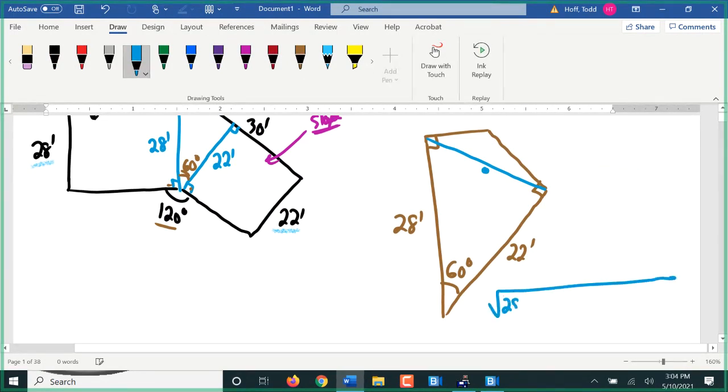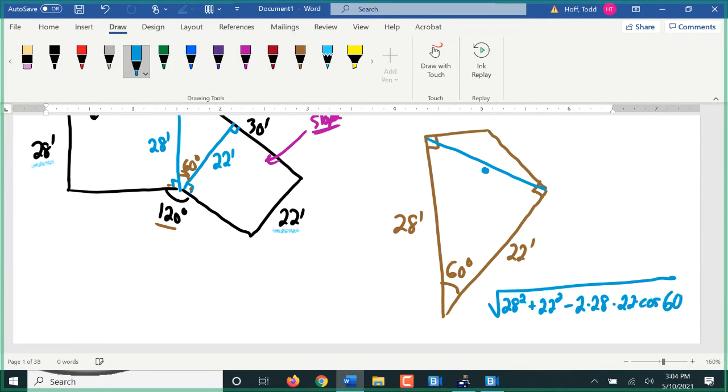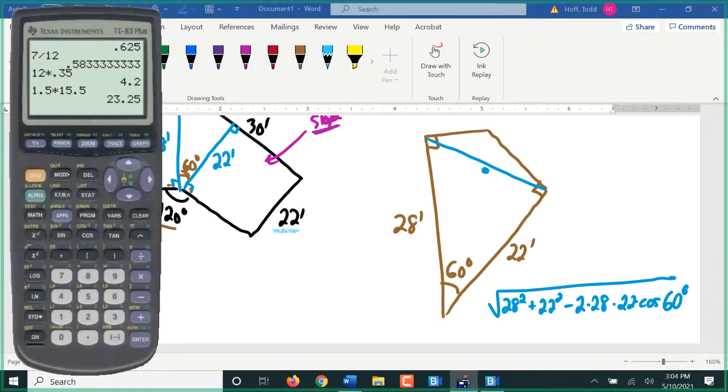It would be the square root of 28 squared plus 22 squared minus 2 times 28 times 22 times the cosine of 60 degrees. My mode is set to degrees. Square root of 28 squared plus 22 squared minus 2 times 28 times 22 times cosine of 60. Close my parentheses twice. That's 25.53 feet.